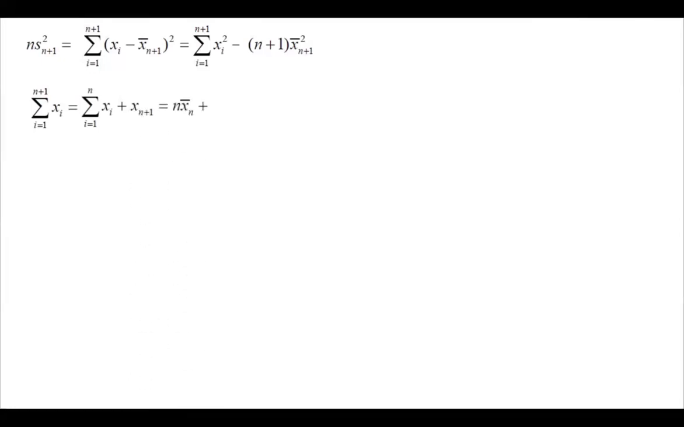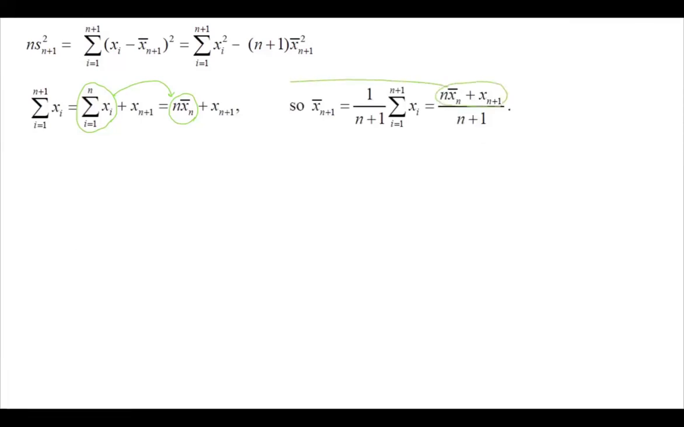But this guy can be written as, this is basically the definition of the average, n times xn bar, plus xn+1. And so you can conclude that the average of n+1 observations is nothing but 1 over n+1 times that. This is just following the definition. And now just substitute n xn bar plus xn+1 from the left-hand side here. You created a new formula for the sample mean of n+1 observations. Why is it important? It helps us to simplify the formula and get to the right-hand side.